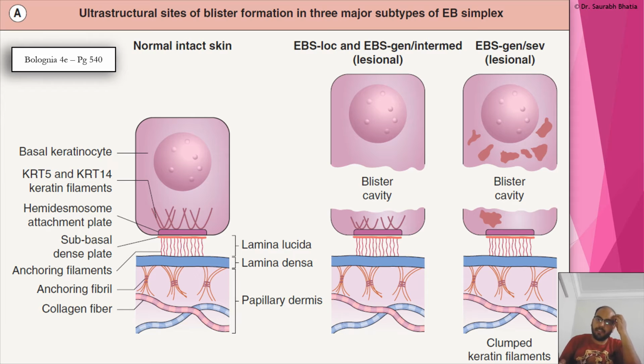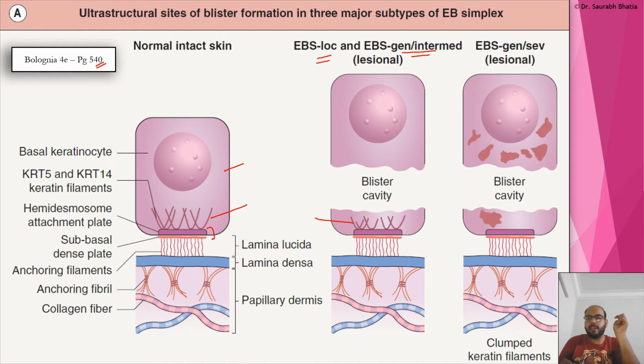So this diagram I've taken from Bologna. The reference is Bologna 4th edition, page 540. And here it shows the normal intact skin where you have basal keratinocytes. These are the keratin filaments which are attached to hemidesmosomes. Okay. So in disorders like EBS, here we see the localized and the generalized intermediate variety.